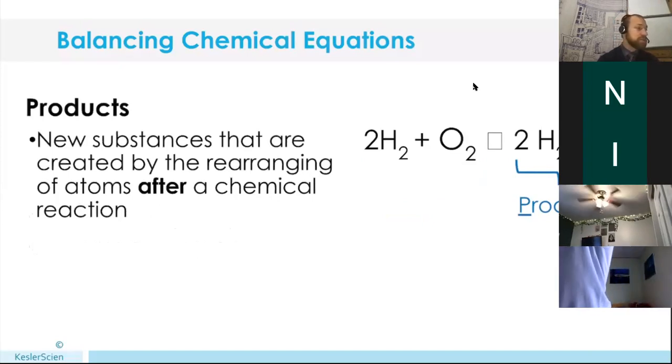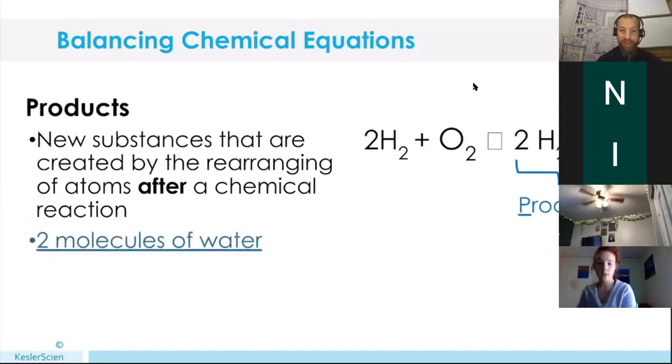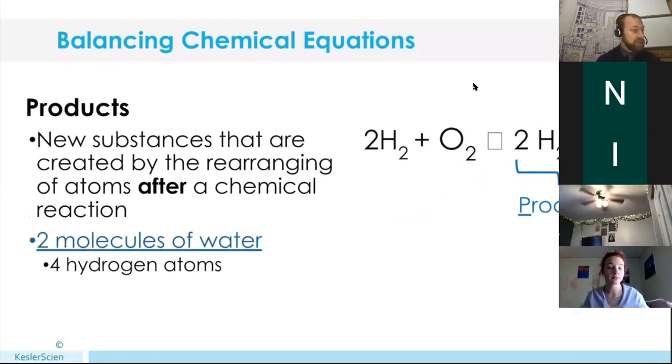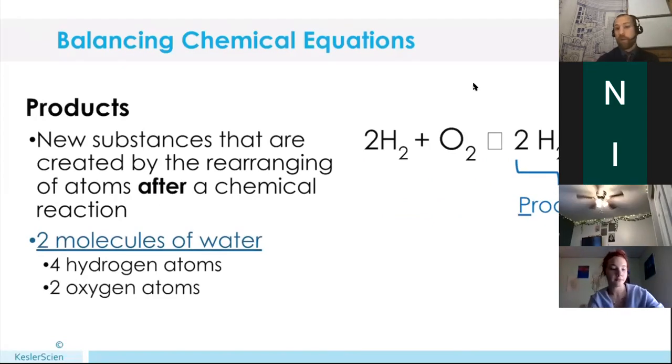But I would like you to note specifically that in two water molecules, we still have four hydrogen. In two water molecules, we still have two oxygen. The number and type of atoms in a chemical reaction does not change. We can't create or destroy atoms. We can't transform them from one type of element to another type of element. Alchemists tried for hundreds of years and couldn't do it. It takes extraordinarily sophisticated equipment to allow us to do that.